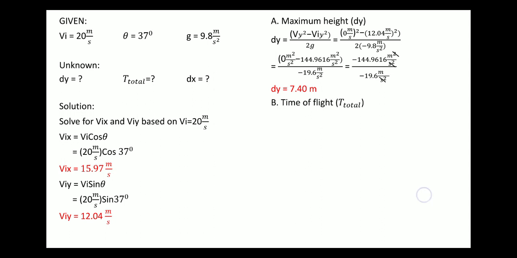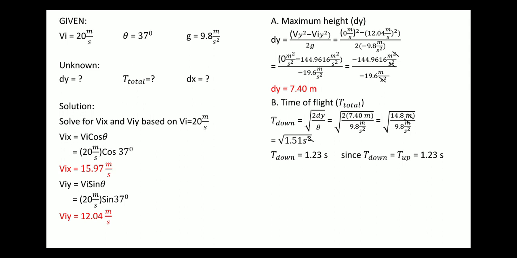And for the time, still the same, square root of 2 dy over g. Dy is 7.40 meters. 2 times 7.40 is 14.8 meters divided by 9.8 meters per second squared. So cancel m. The division is 1.51 seconds squared. Square root of that, cancel square, is 1.23 seconds. Since time going down is equal to time going up, time going up is also equal to 1.23 seconds. So to compute for the time total, just simply add 1.23 plus 1.23, or 1.23 times 2. Then we have 2.46 seconds.